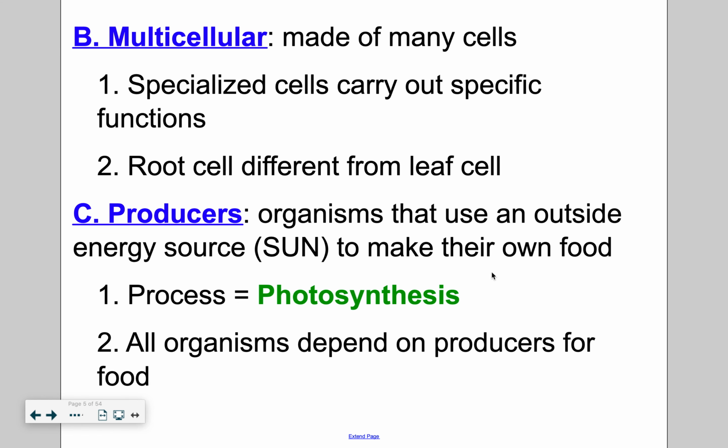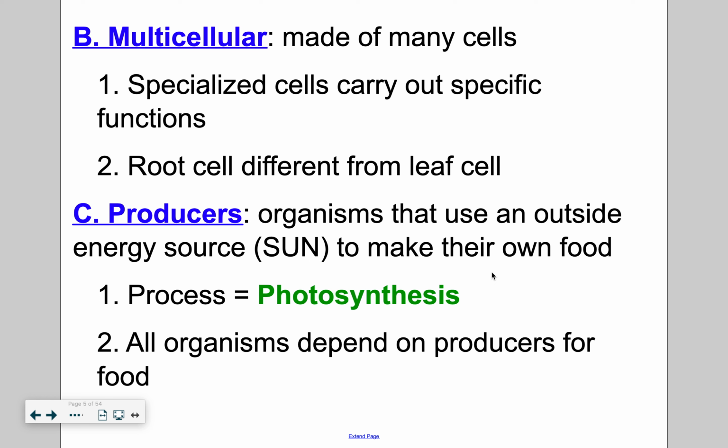Plants are multicellular. They're made up of many cells. And because they are multicellular, we have special cells that carry out certain jobs. Like a root cell of a plant is way different from a leaf cell of a plant. The root cell's main job is probably to absorb nutrients, to grow and make its way through the soil to find water and other nutrients. Whereas a leaf cell's primary function is probably to make sugars through photosynthesis, to capture light energy and convert it into chemical energy, sugar.